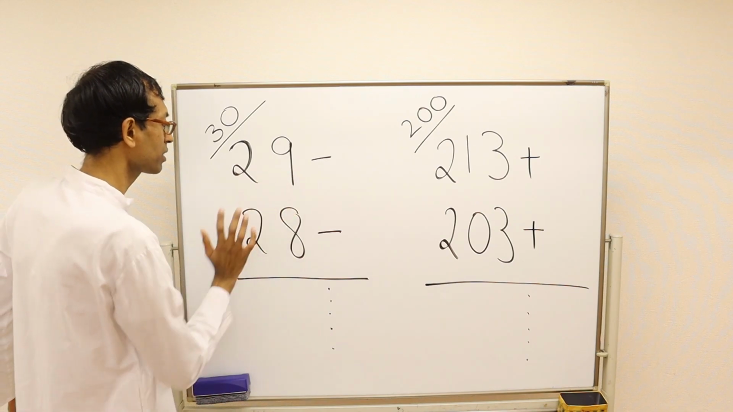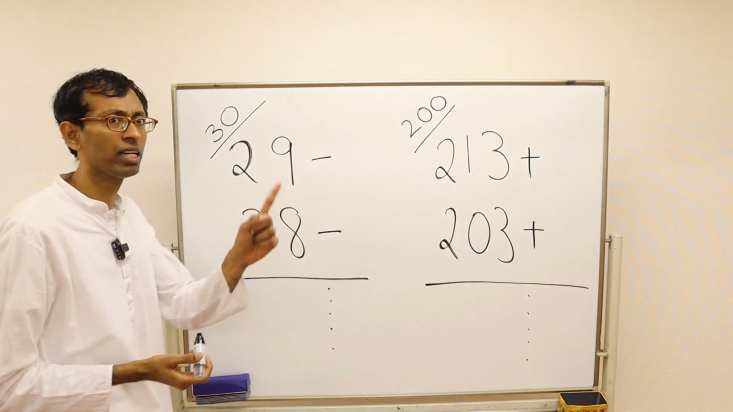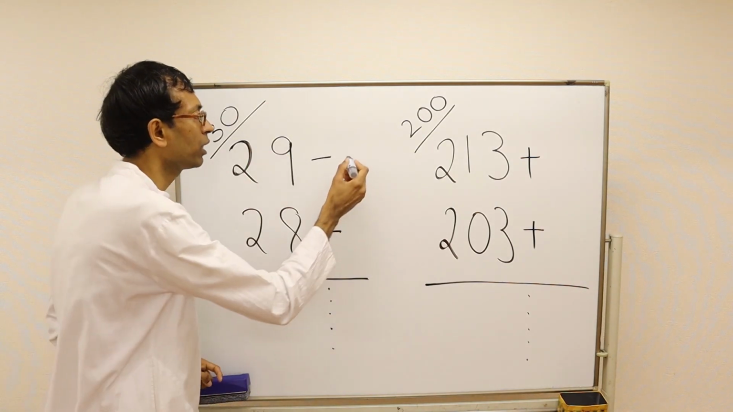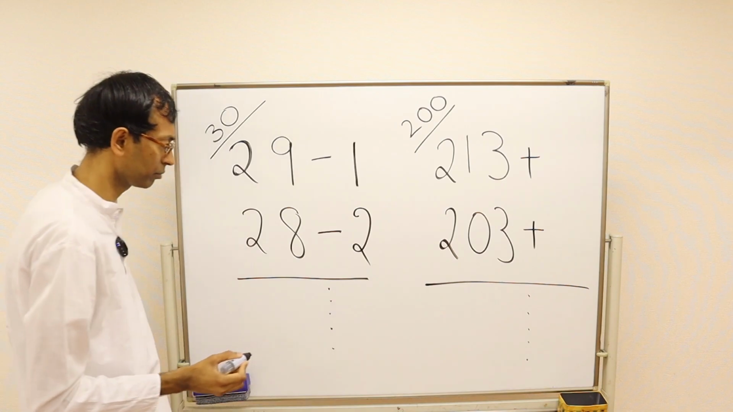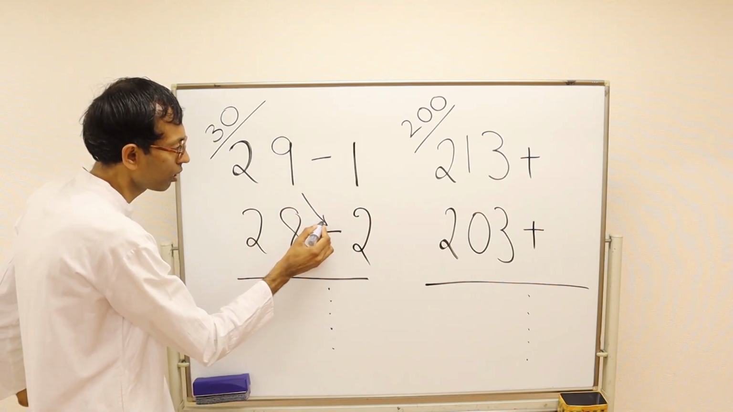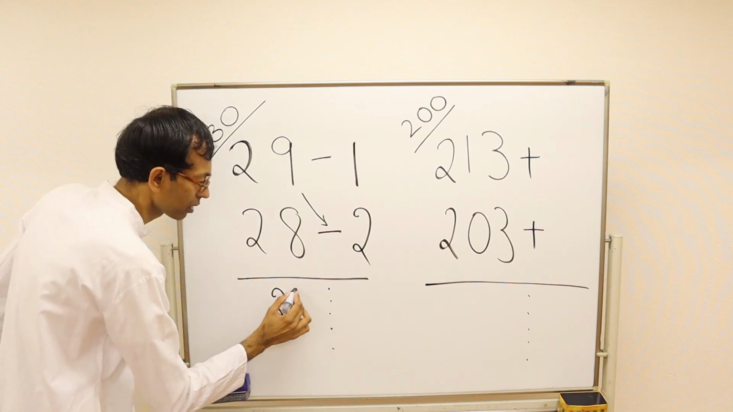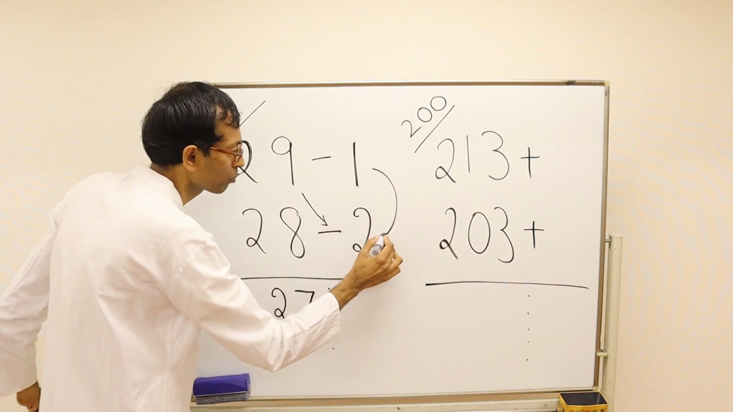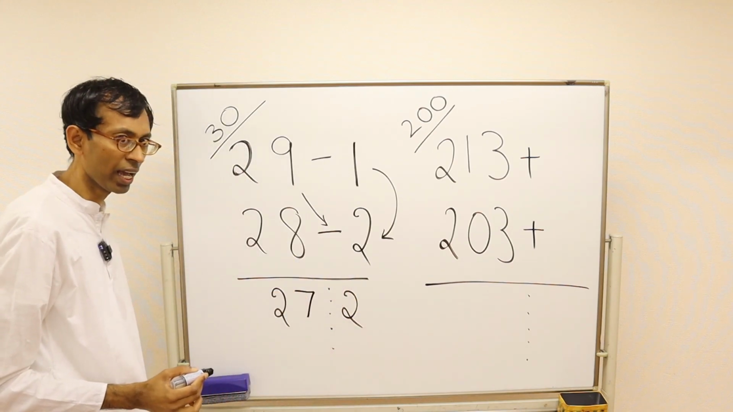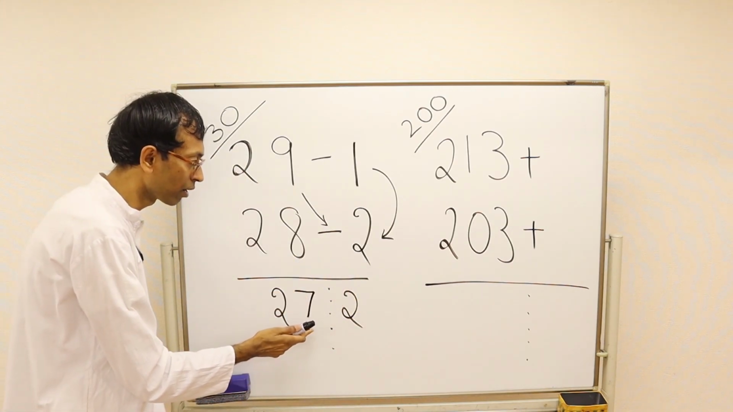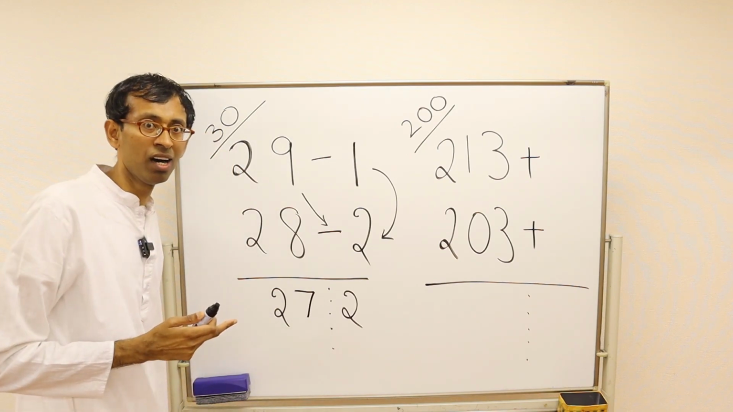So here 29 times 28, the base is 30. 29 is 1 below 30. 28 is 2 below 30. The first part of the answer is 29 minus 2, which is 27. And then the second part is 1 times 2, which is 2. And then there are 27 30s in the answer.